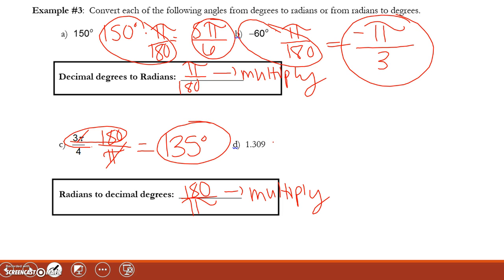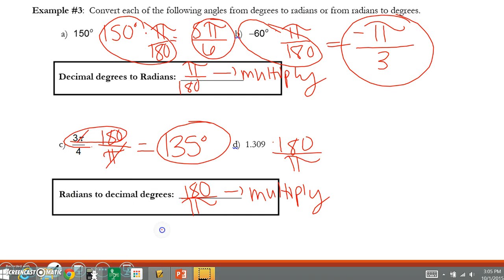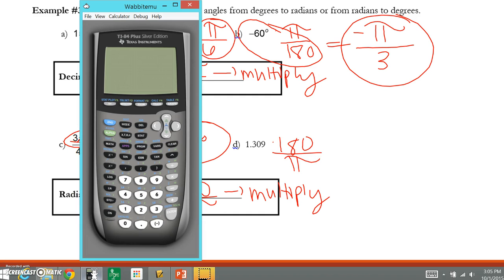Okay. The last one does not have the pi in it, so it was actually multiplied into the radians. So I still multiply by 180 over pi, but this just means when I grab my calculator, I'm going to have to actually do that. So I'm going to have to do 1.309 times the top, 180. And I'm going to divide now by pi. So pi is second and then the caret button. So it's 75 degrees.